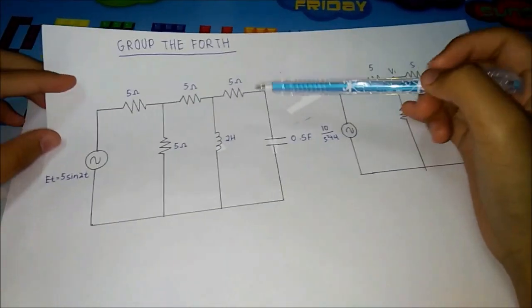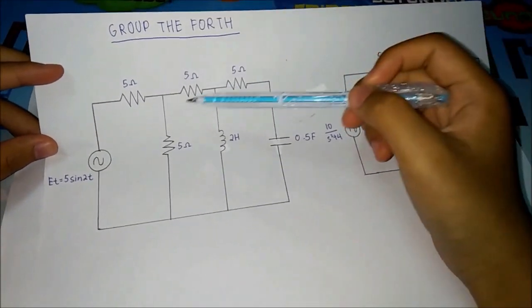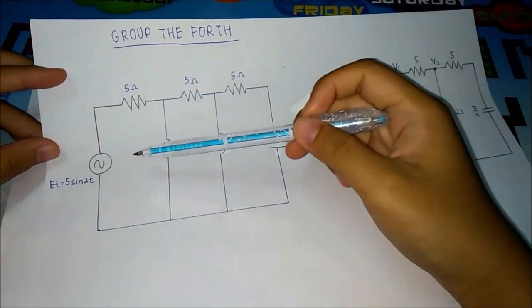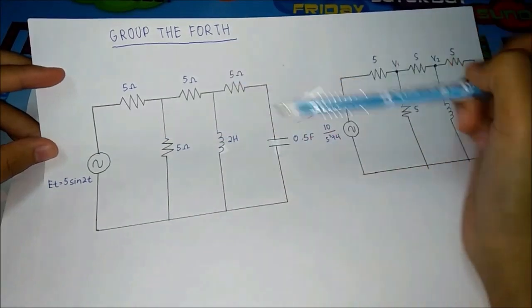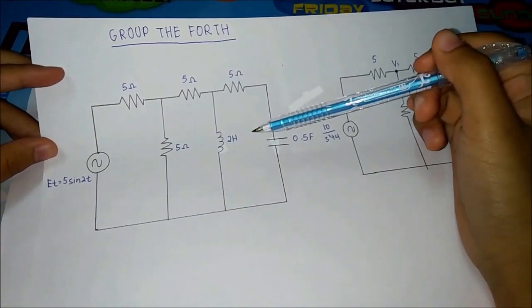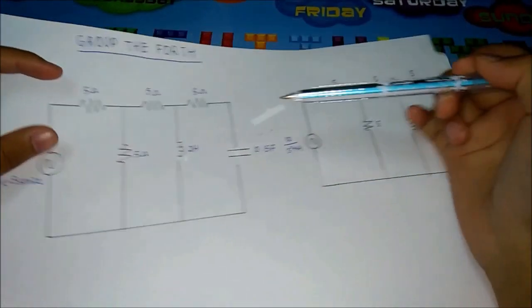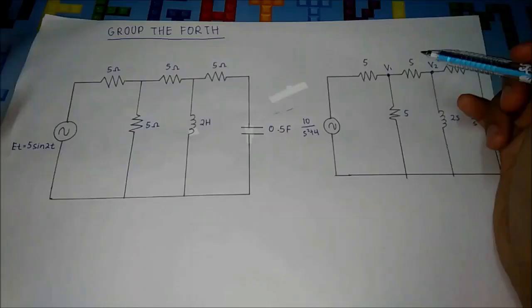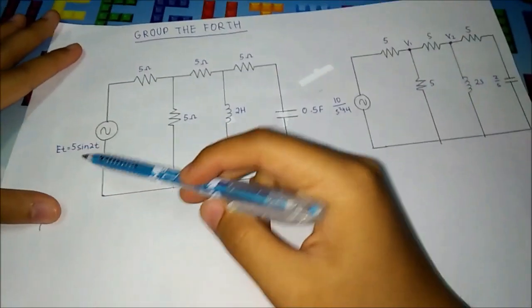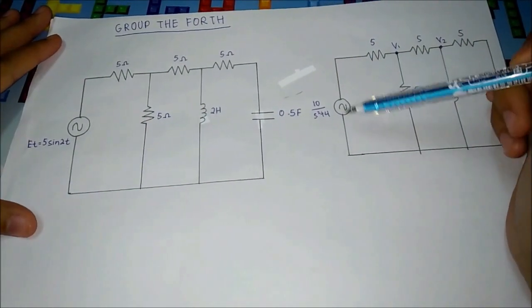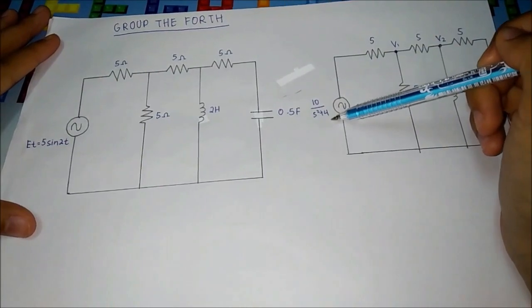So this is our circuit. We have 4 resistors, 1 inductor, 1 capacitor and 1 source. From here we change from the frequency domain to the time domain. From this source, 5 sine 2t, we change it into the s domain.